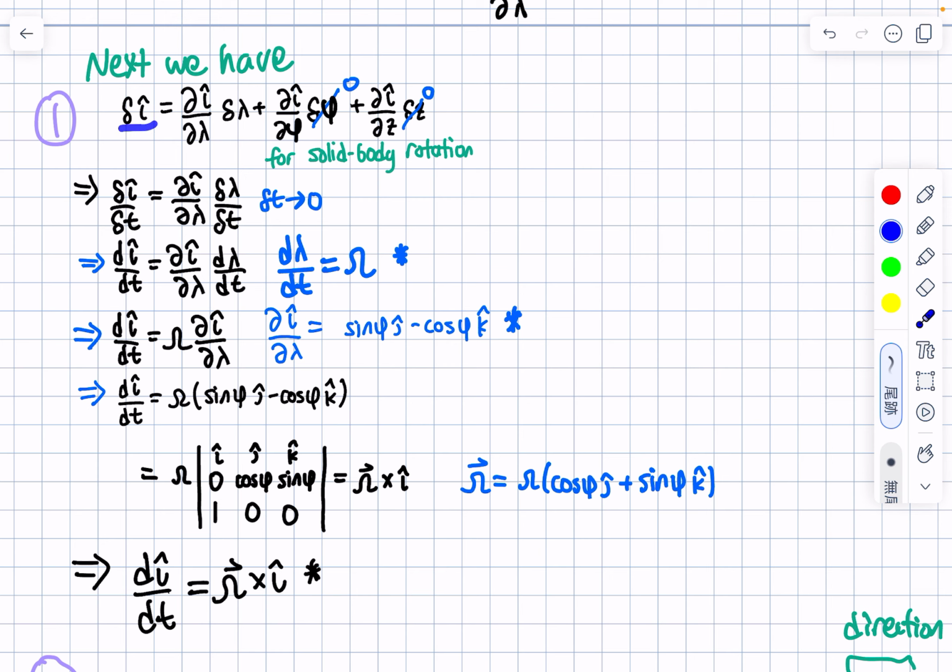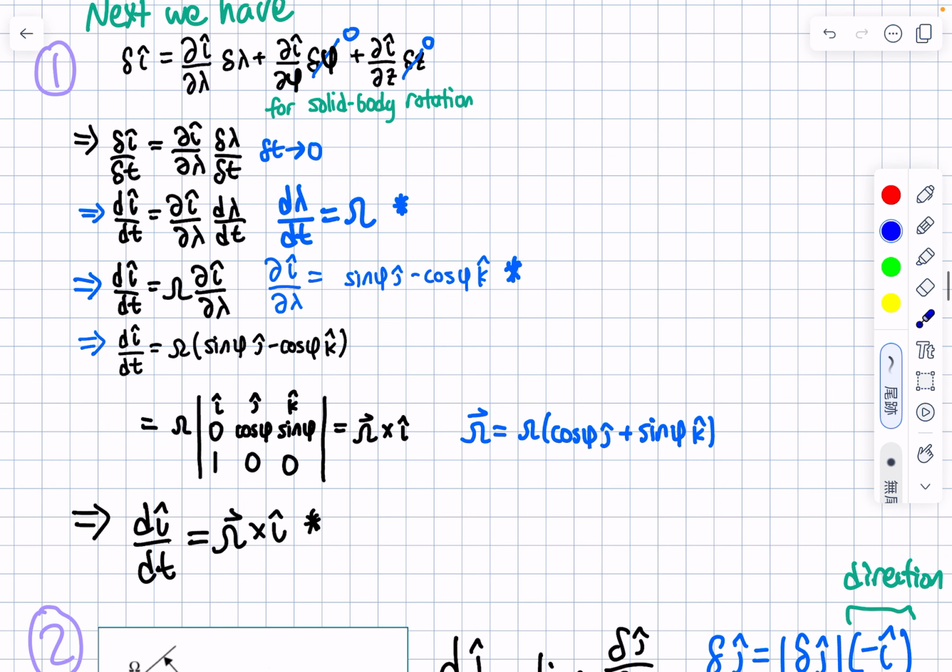And we can divide by delta t, divide by delta t. We get delta I over delta t is equal to partial I partial lambda times delta lambda over delta t. And now we can take the limit as delta t goes to 0 as the time step gets smaller and smaller, and we get dI/dt is equal to partial I partial lambda times d lambda dt.